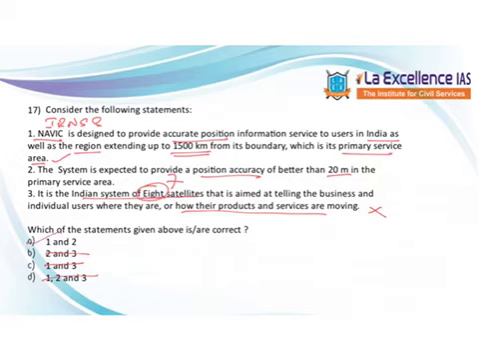One more thing you have to remember is that IRNSS provides two kinds of services. One is the standard positioning service that will be given to all users, and the other is the restricted service, which is an encrypted service provided only to authorized users.